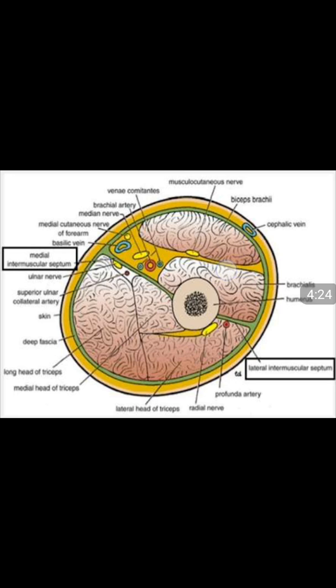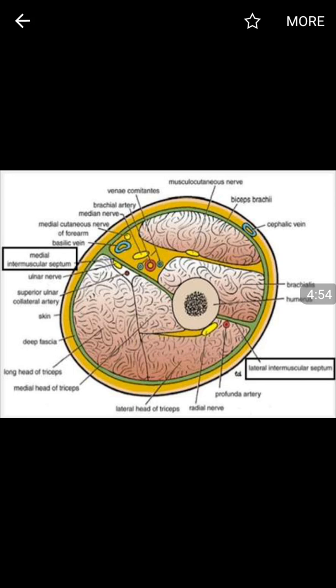Likewise, the posterior compartment of the arm has the triceps muscle, and all the triceps heads are supplied by the radial nerve, and they are all extensors. So again, in one compartment only those muscles will come which share their nerve supply and their action.